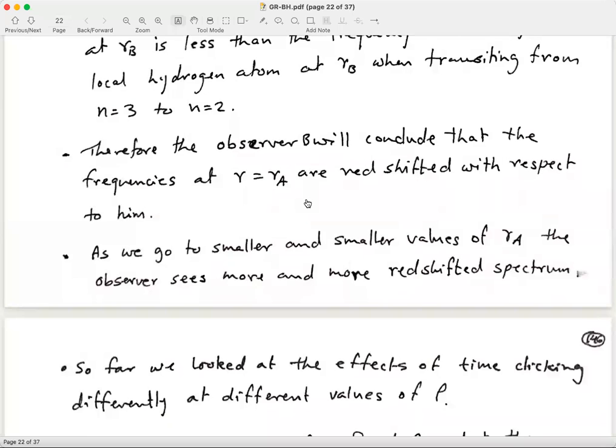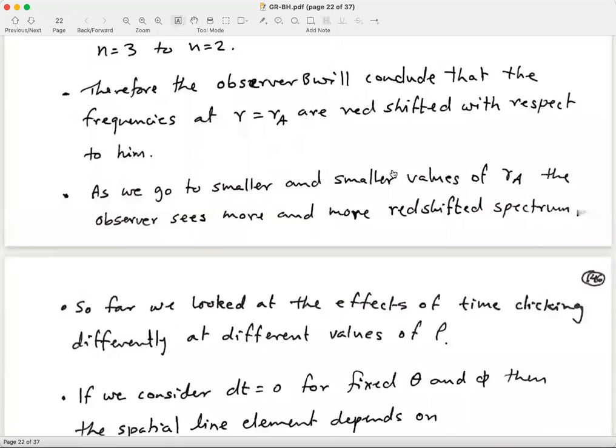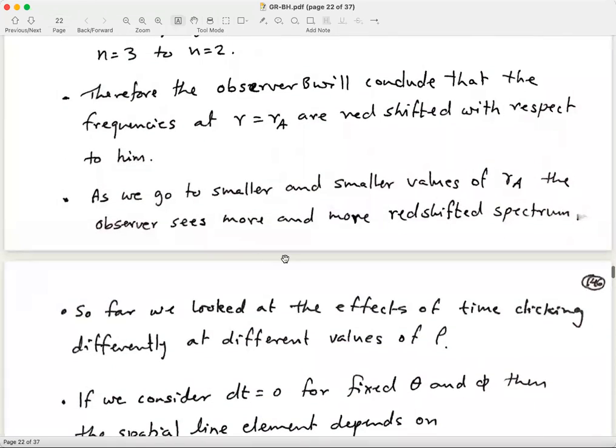So what happens is that as you start going to smaller and smaller values of RA, the observer who is sitting very far away would see the spectrum more and more redshifted. So therefore, you may find a point at which the amount of redshift could just become infinite. And that's not very difficult to figure out as to where that would happen.